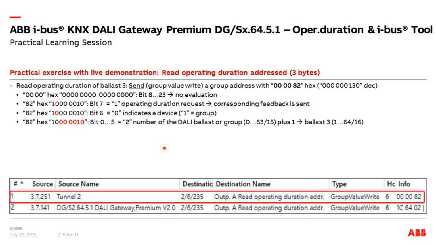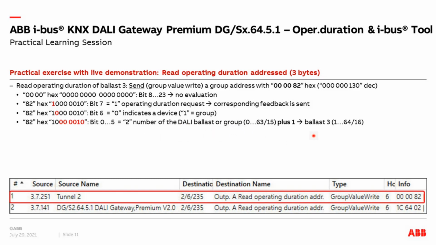So here we are on the bit level. What does it mean? We have values between 0 and 63. But in our KNX world or DALI world, we think from 1 to 64 or 1 to 50. So what we have to do is reduce the value: ballast number 3 minus 1, and send the value 2. This is very important because here we start from 0 to 63 or 0 to 50.